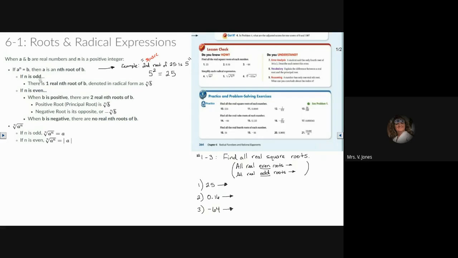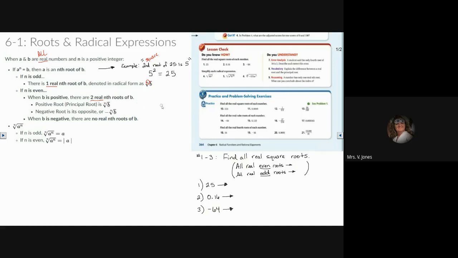Now we go into some other things. We're talking about all of our real roots. If it wants to know what all of our roots are, then if n is odd, so if the exponent is odd, if that's an odd root, then you're only going to have one real root. If your power, your root right here, is even, then you're going to have two real roots.